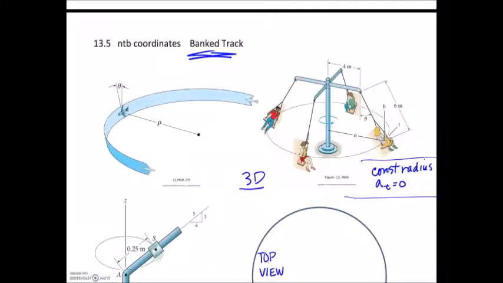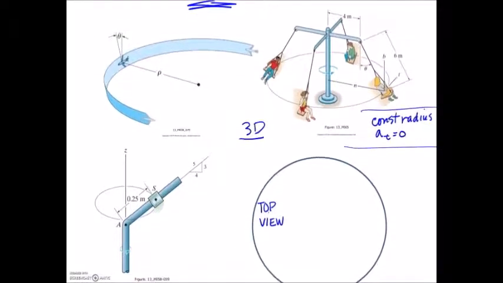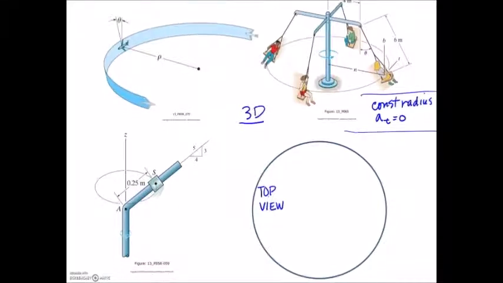So banked track is what we're going to call these. All right, so these are three-dimensional problems. We're only going to consider constant radius and constant speed problems, and when constant speed happens, that means that the acceleration in the tangent direction is equal to 0. So let's look at the free body diagram.